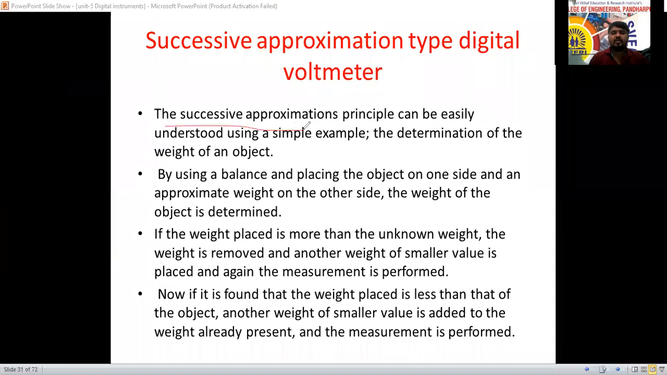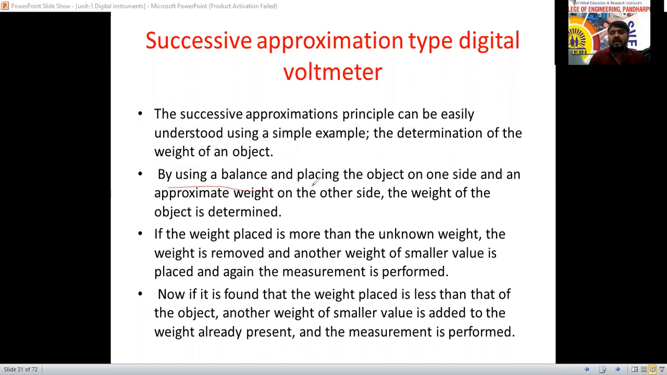The successive approximation principle can be easily understood using a simple example, the determination of the weight of an object. Any object you consider, and I want to know its weight. Nowadays digital weighing machines are there. When I put the object, it is going to show the value, how many grams. But previously it was not there, so they have mentioned this in the book.